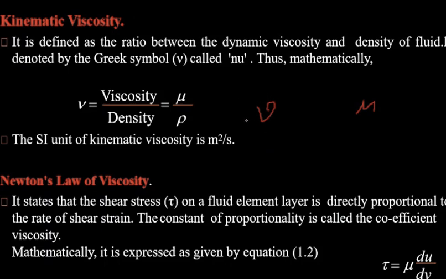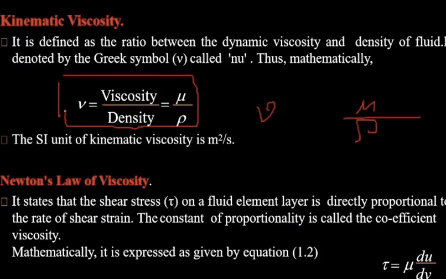So when does this kinematic viscosity exist? When the viscosity is divided by the density. Just remember this: the kinematic viscosity is the ratio between the dynamic viscosity and density of fluid. What is the kinematic viscosity unit? It is meter square per second.